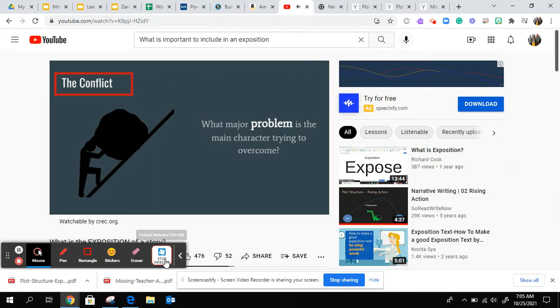The final part of the exposition is the main conflict of the story. The conflict is simply the main problem that the protagonist, who is the main character, is going to have to overcome during the story. This conflict is what helps build suspense, excitement throughout the story.